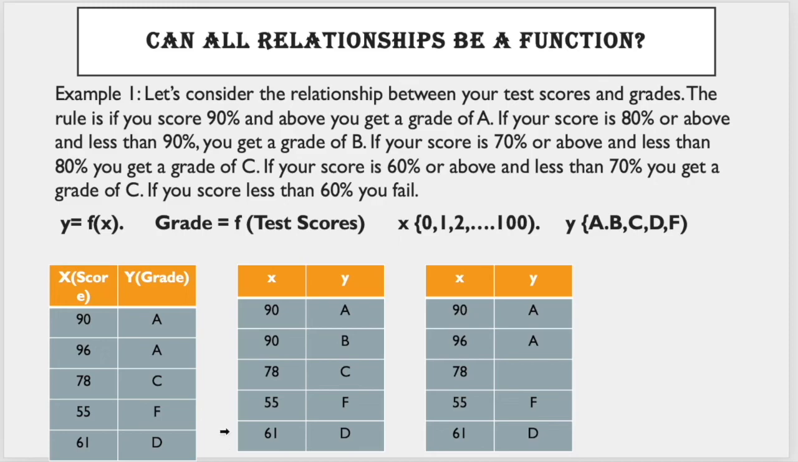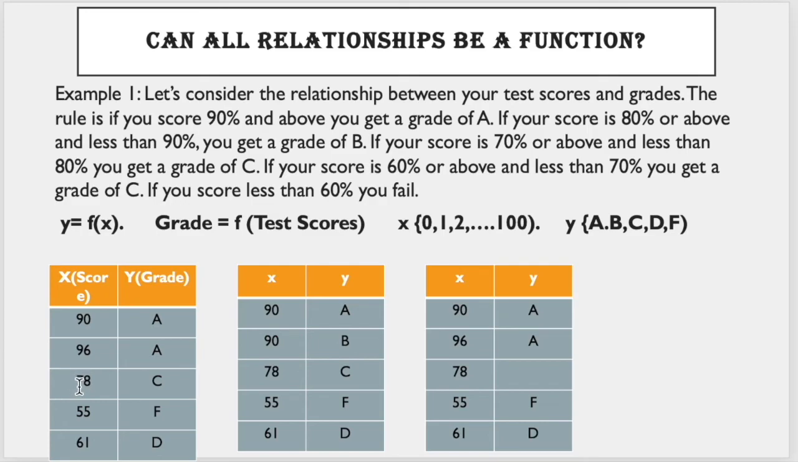In our first scenario, our score x values are 90, 96, 78, 55, and 61. So according to the rule, if you score 90 and above, you get a grade of A. So our y value, or the function of 90, would be A. That is, f of 90 would be A. And if you score 96, what is the value of the function? F of 96. You again get A. You get a grade of A.